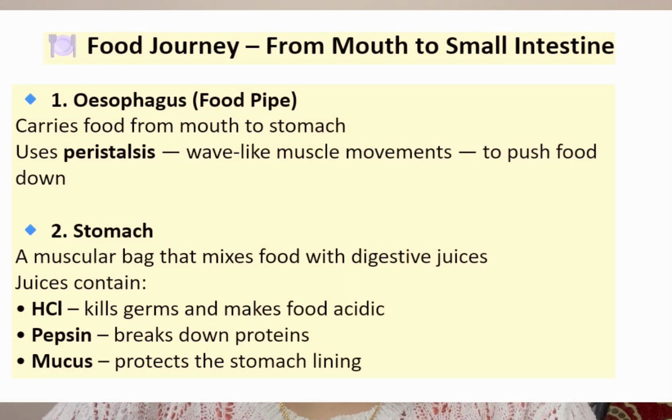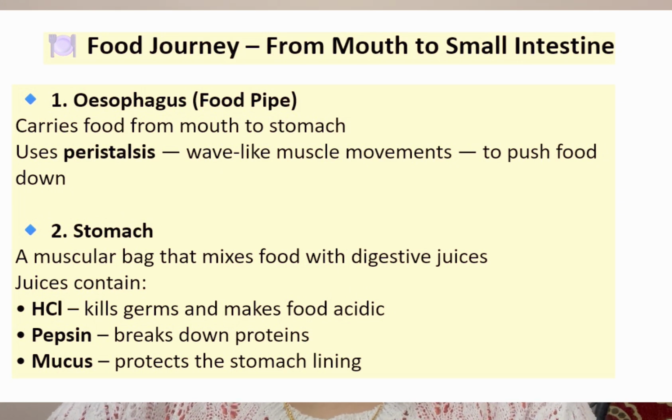Food journey from mouth to small intestine. The journey of food starts in the esophagus, also known as the food pipe. It carries food from the mouth to the stomach using peristalsis, a wave-like muscle movement that pushes food down.